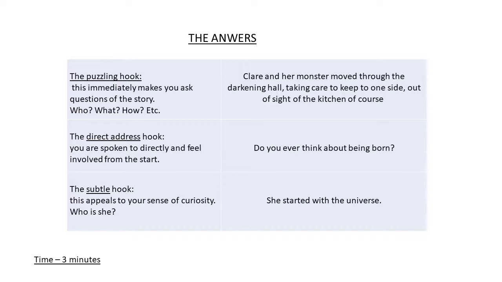Then you've got the direct address hook. "Do you ever think about being born?" So here you've got a rhetorical question that makes the reader think and thereby engages them. Then the subtle hook. "She started with the universe." So who is she? What does it mean, the universe? Is that a metaphor? Is she drawing something? Is she thinking about things? So it's similar to the puzzling hook, but more subtle. It's not so obviously requiring lots of questions.